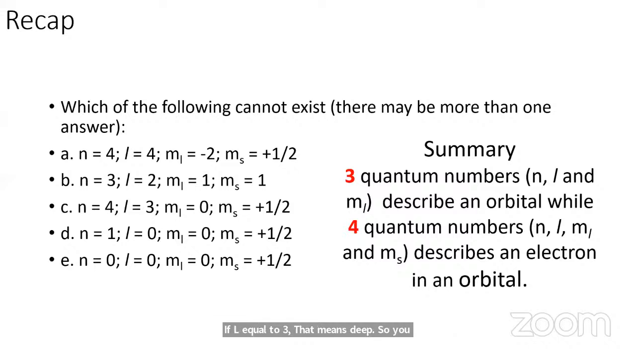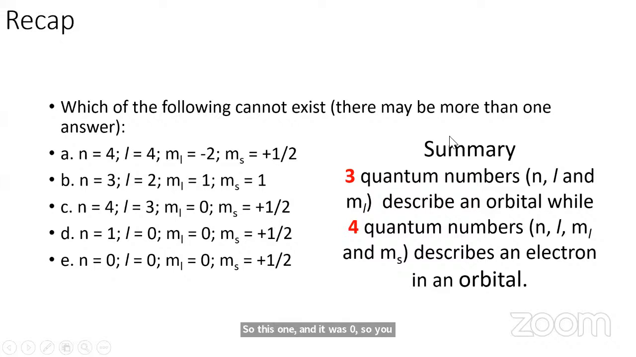So you have 4D. Remember that you have how many degenerate D orbitals? You have about 5 degenerate D orbitals. So you need to look at the one that is accommodating the electron in it. Now let's go to the last one. The last one is very simple because there is no energy level of 0. So there is no need to look at any other thing there. So it cannot exist. N starts from 1. So this one, N is equal to 0, so it cannot exist.